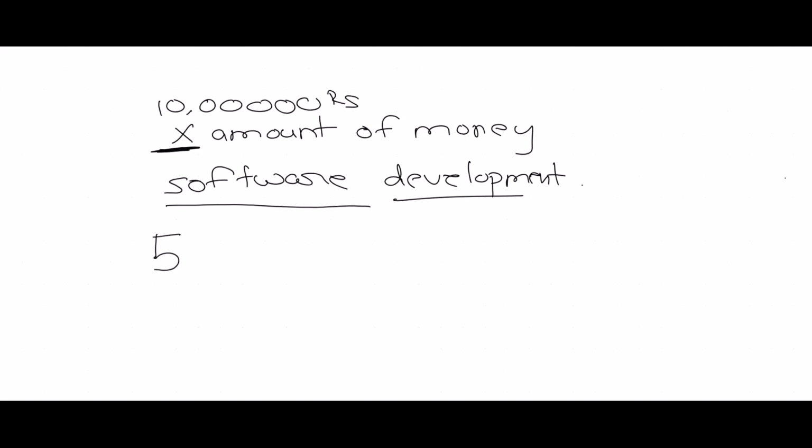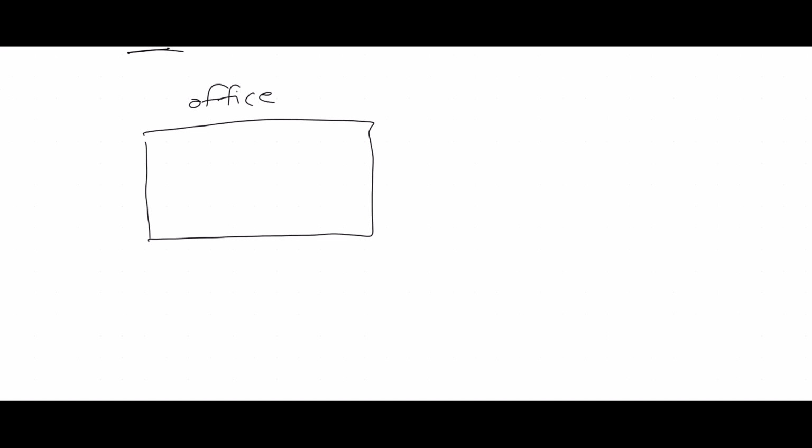Okay, fine, 5 engineers. But even before hiring these individuals, what do they need? They need an office. Now, what does office mean? That means they'll have to go in the market and look for a place which is of a certain size. They may have their own building or they may have to go and rent it out.